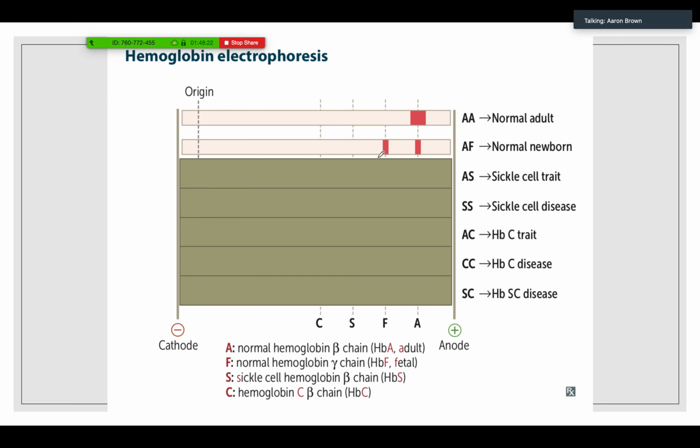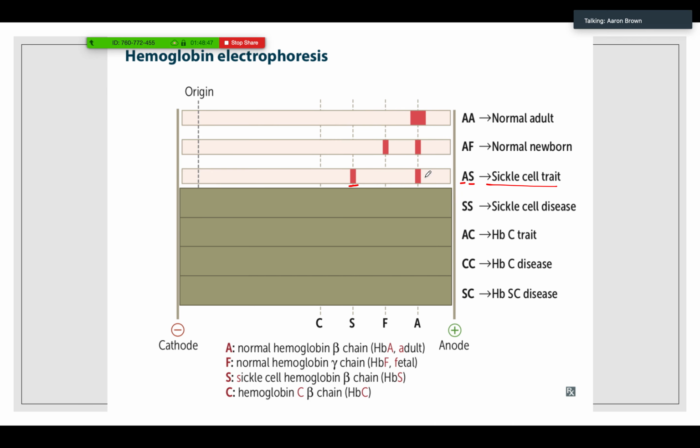For sickle cell trait, we have one normal alpha chain and then one disease chain. Okay, and so what do you expect to see on this panel? Are you going to see one line or two lines? Two lines, good. And because that sickle cell hemoglobin is a little bit bigger, a little bit bulkier, it's not the correct shape, it's not going to get that far on the panel.